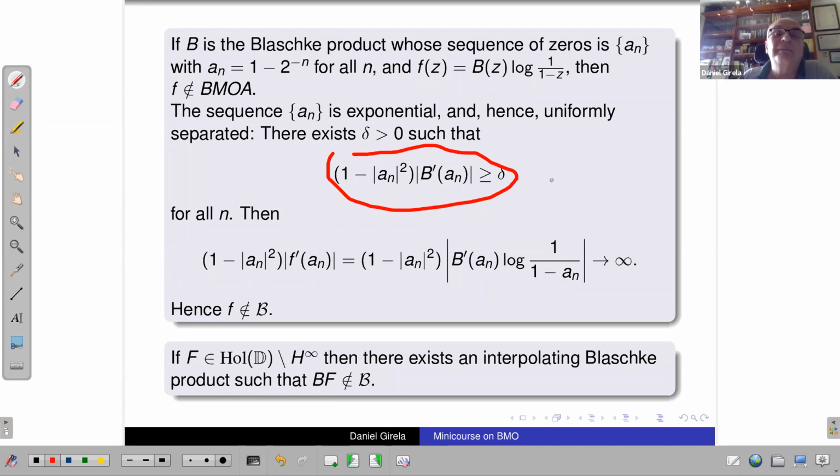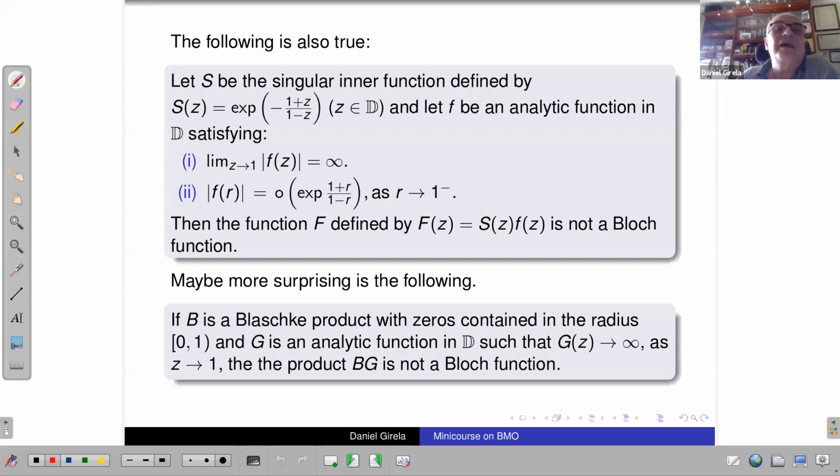Okay, sometimes, well, I guess that the explicit examples of functions in BMO such that multiplying by a certain function is not in BMO, I guess the simplest examples that I knew were of this kind: an interpolating Blaschke product times a function in BMO.